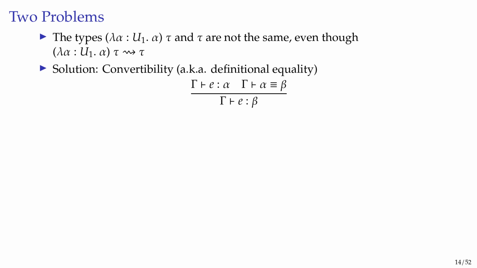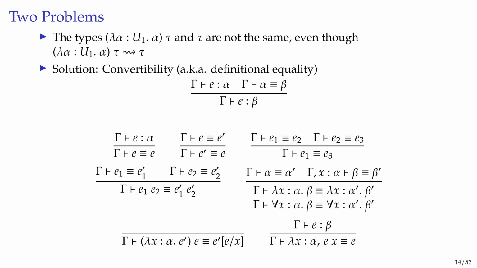There's one more issue which we have to attend to, which is that we now have the ability to write reduction in our types. And so things won't type check if we aren't careful. And the solution to that is to introduce a notion of convertibility, saying that if E has type alpha, and alpha and beta are definitionally equal, then E will also have type beta. And so here are some basic rules for how definitional equality should work.